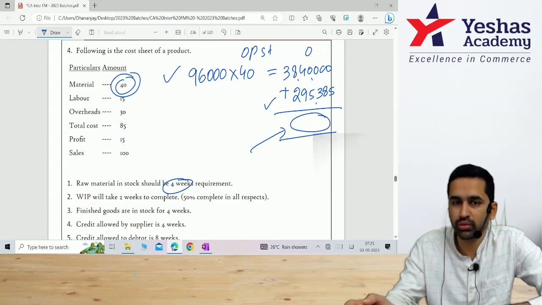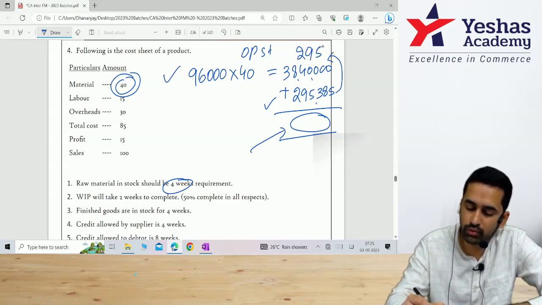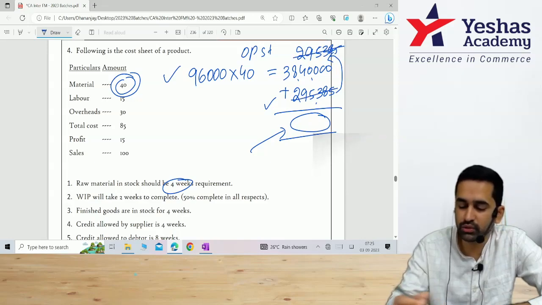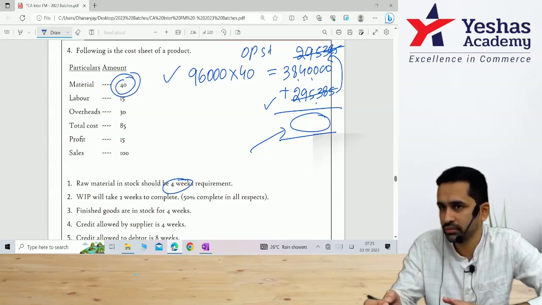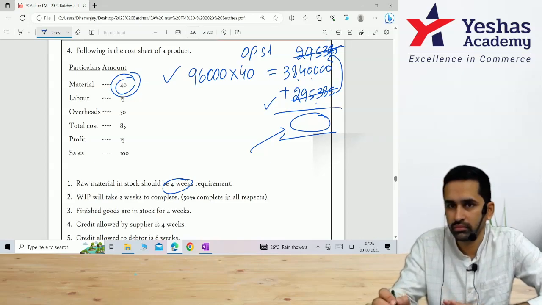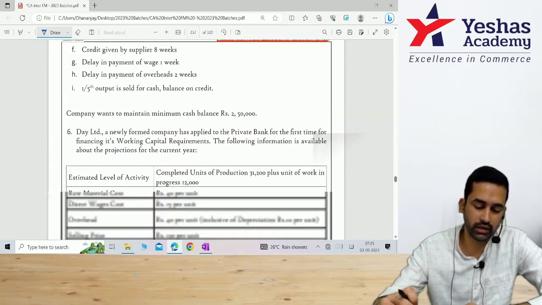Yesterday, why did I not do this? Because in an ongoing company, I can assume even in the last year, opening stock was 295, 385. If these two numbers are same, then consumption itself is equal to purchase. Did you understand? Yeah.